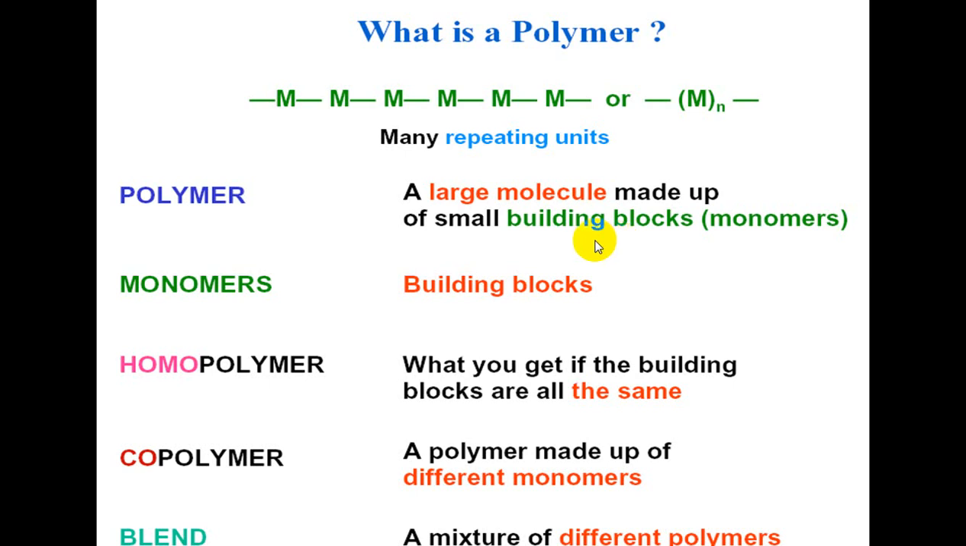On the basis of that, on the pattern of the attachment, the polymers are homopolymer and copolymer. If all the building blocks are the same, then the resulting polymer is a homopolymer. On the other side, when a polymer is made up of different monomer units and their combination, then the resulting polymer is called a copolymer. So what is a blend? A mixture of different polymers is called a blend.